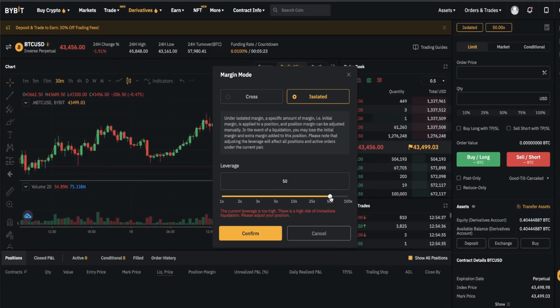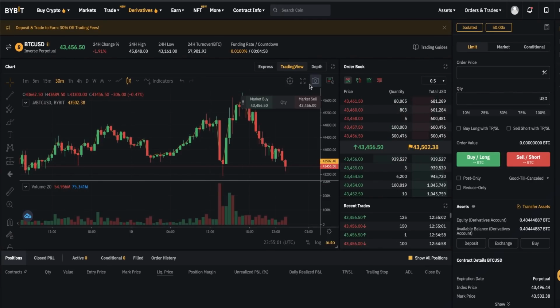But if, for example, I had 1 Bitcoin and I used 50x leverage, that would mean that I am trading with the equivalent power of 50 Bitcoin. So as every 2% that the price goes up, I'm essentially doubling my money. So that's what starts happening here.